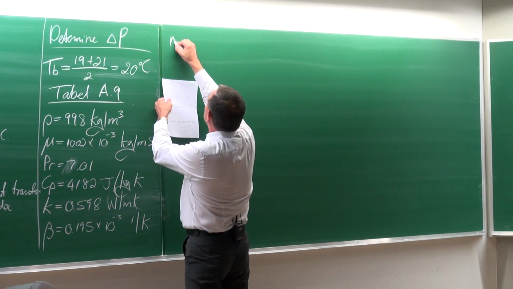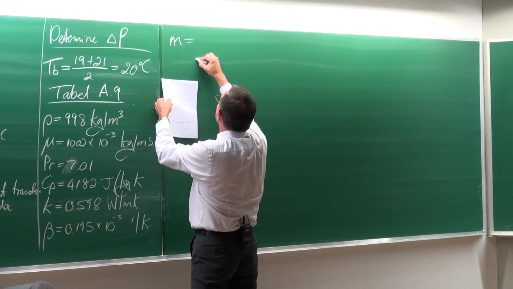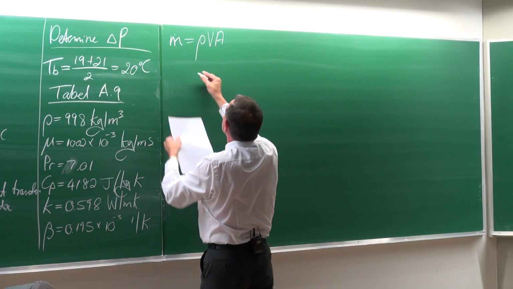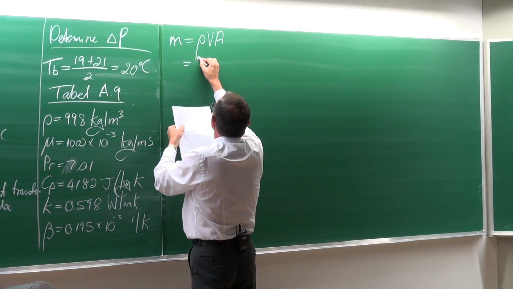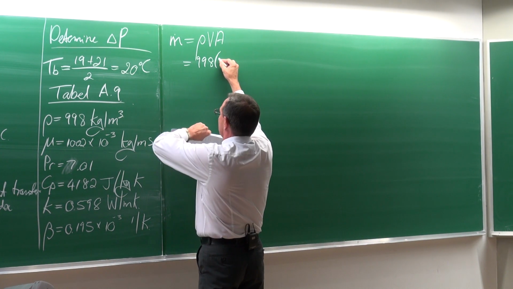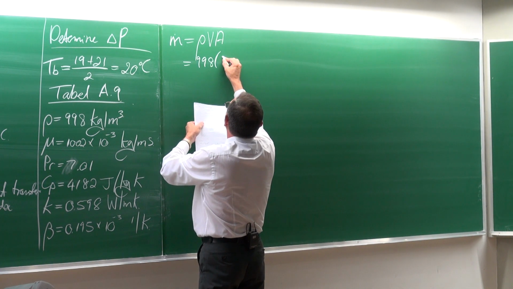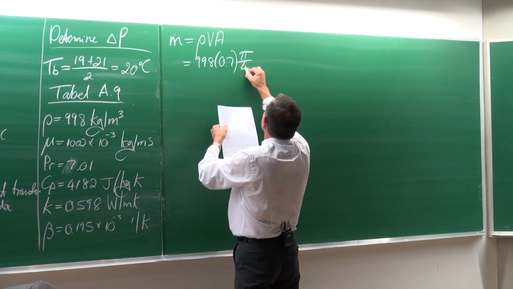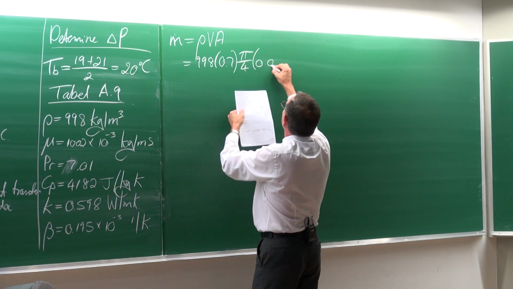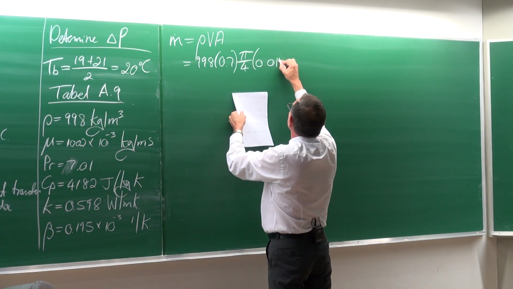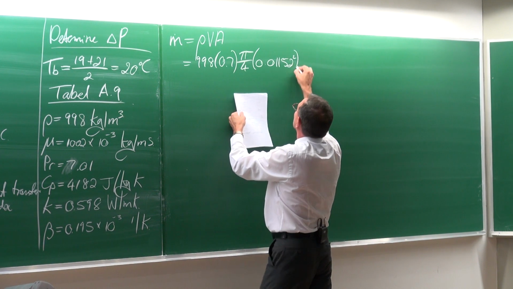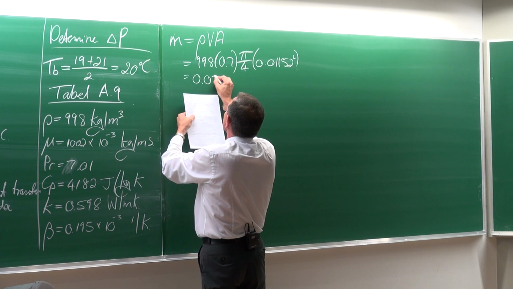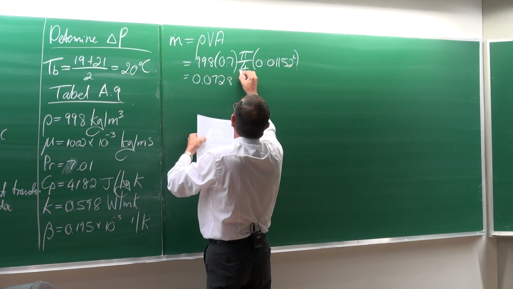Right, now that we've got the properties, we can calculate the mass flow rate, which is equal to rho times v multiplied by the area. The density is 998, the velocity is equal to 0.7. The cross-sectional area is pi divided by 4, times 0.01152 squared, and that is equal to 0.0728 kilograms per second.